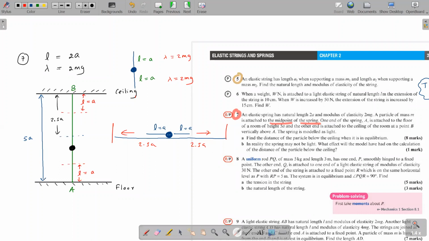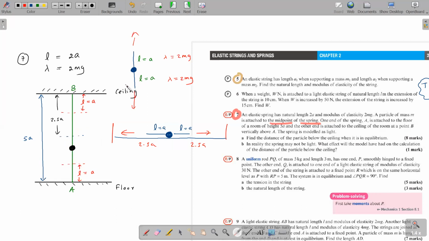And the other important thing is when you keep this particle here and stretch it to either side, remember the natural lengths are always marked towards the ends, towards the ceiling end and the floor end. You don't mark the natural lengths near the object. Near the objects, you always have the extended ends. And the particle should be somewhere in between.